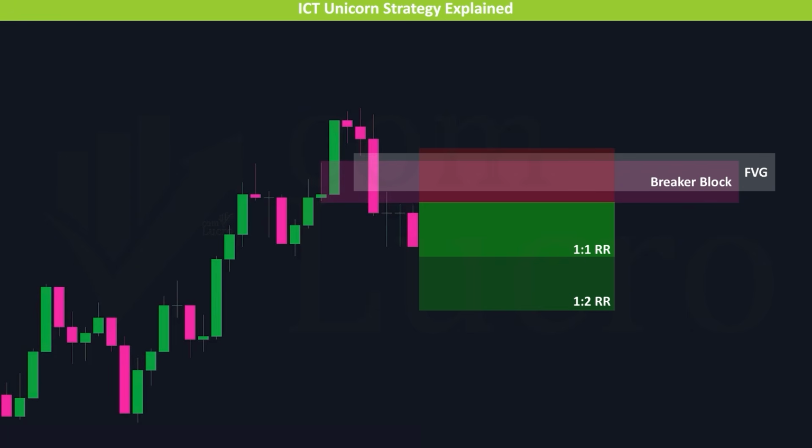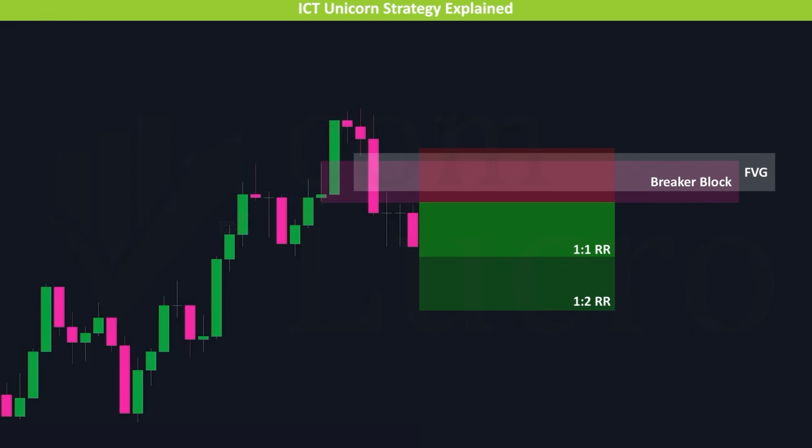For the entry, the approach is straightforward. Place your sell limit order at the beginning of the high confluence zone and position your stop loss above the zone to protect against unexpected moves. When defining targets, aim for a healthy risk-to-reward ratio, such as 1:2 or 1:3, always based on the next important market structure levels ahead of price.